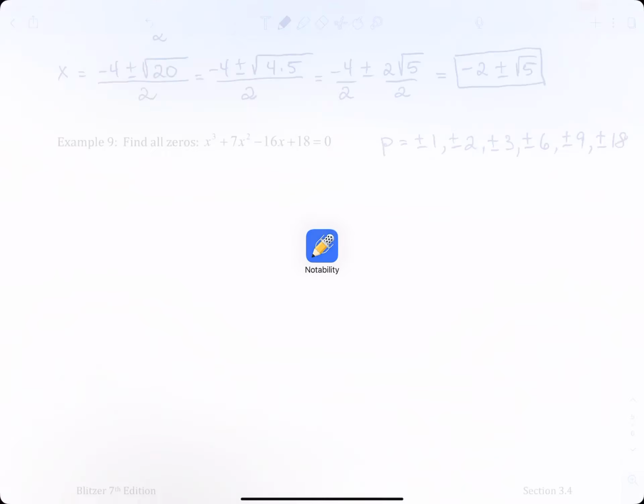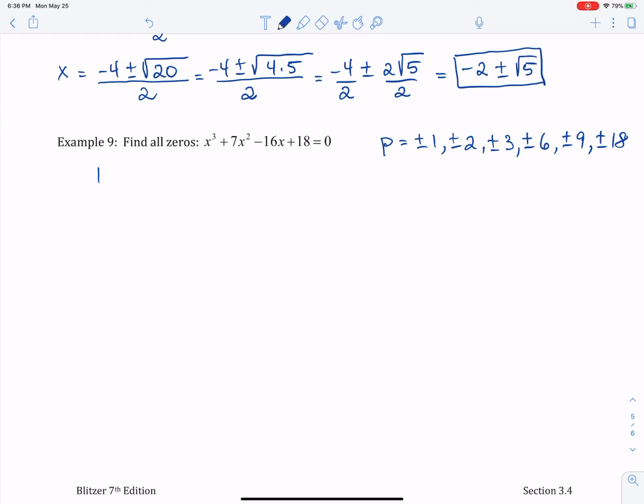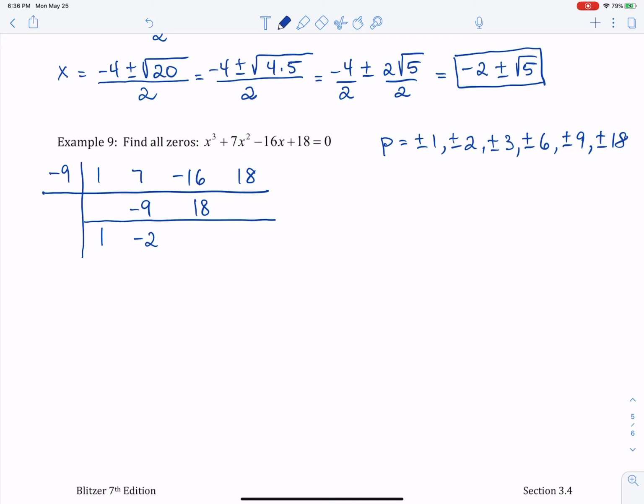So I'm going to check with -9. Synthetic division: 1, 7, -16 and 18. Check with -9. 1 times -9 is -9, minus 2; 2 times -9 is -18, 0. So we were able to factor as x plus 9, again the opposite of -9, and x squared minus 2x plus 2. We want to make that equal to 0.